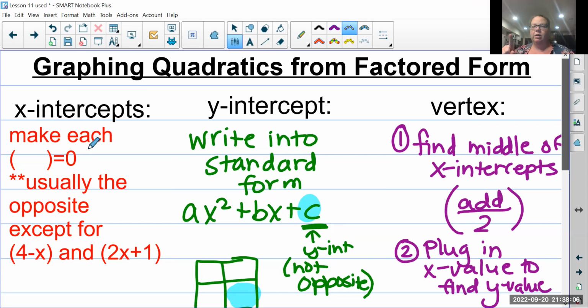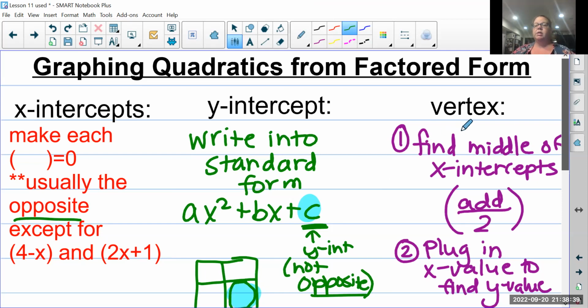Then we need to find the y-intercept. The y-intercept comes from writing it in standard form. This is the standard form, ax squared plus bx plus c, and we really only care about the c term. This is the y-intercept, and we're not taking the opposite like we did here. This one we said we take the opposite. We're not taking the opposite for the y-intercept. You do exactly what it says. So this one is opposite, this one is not opposite. And that means that if you're doing the box, you really only care about this square down here.